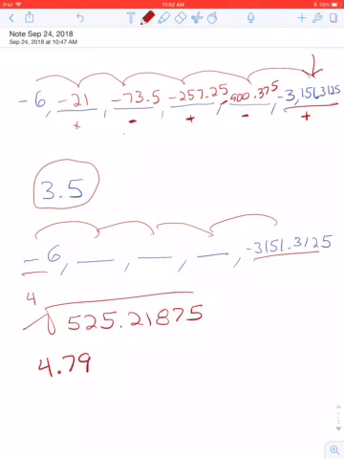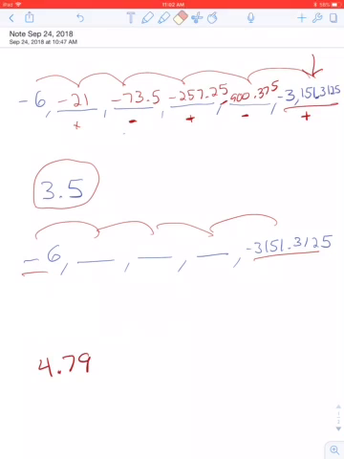So this tells me that the multiplier is 4.79. So I'll erase this, and then I just have to multiply that by -6, which is -28.74, right? And then it would give me negative 137.66, 659.41, and then sure enough, the number that I started with.